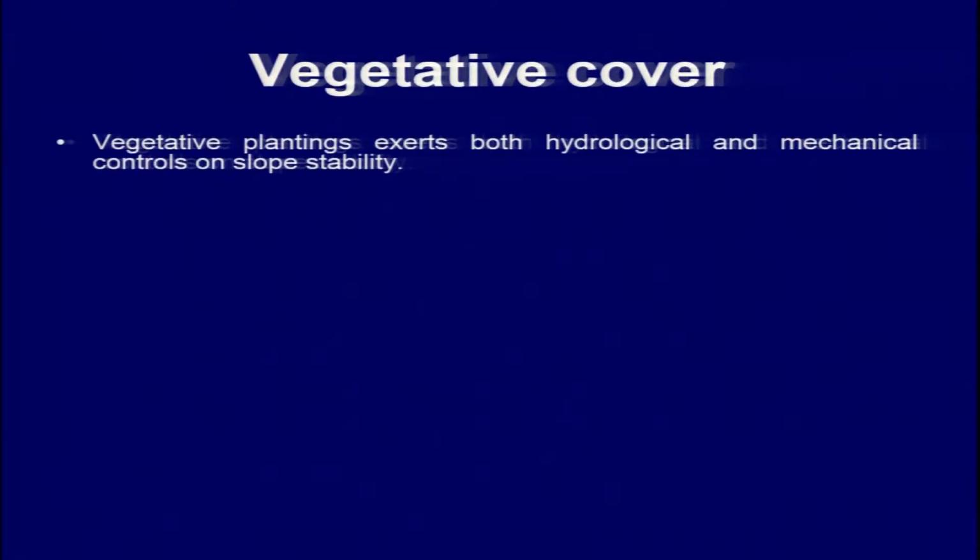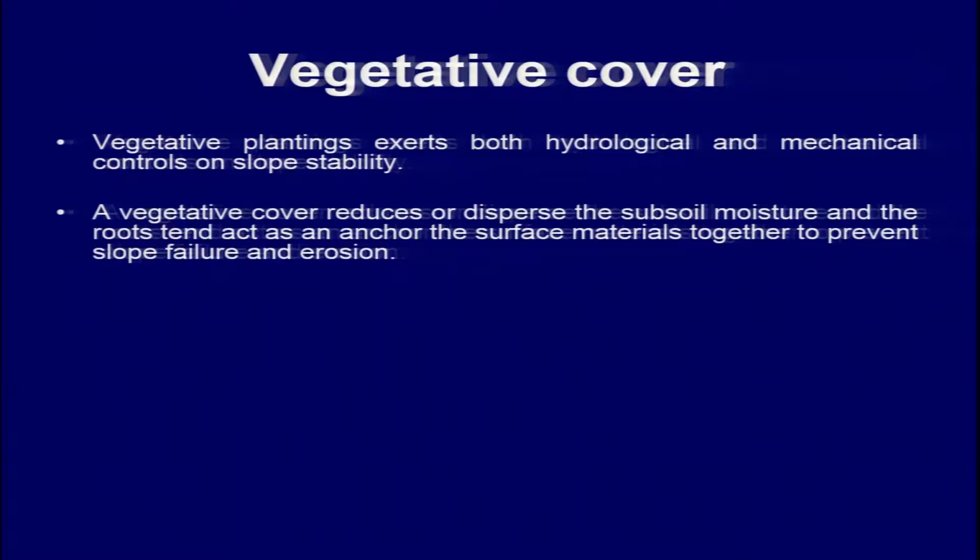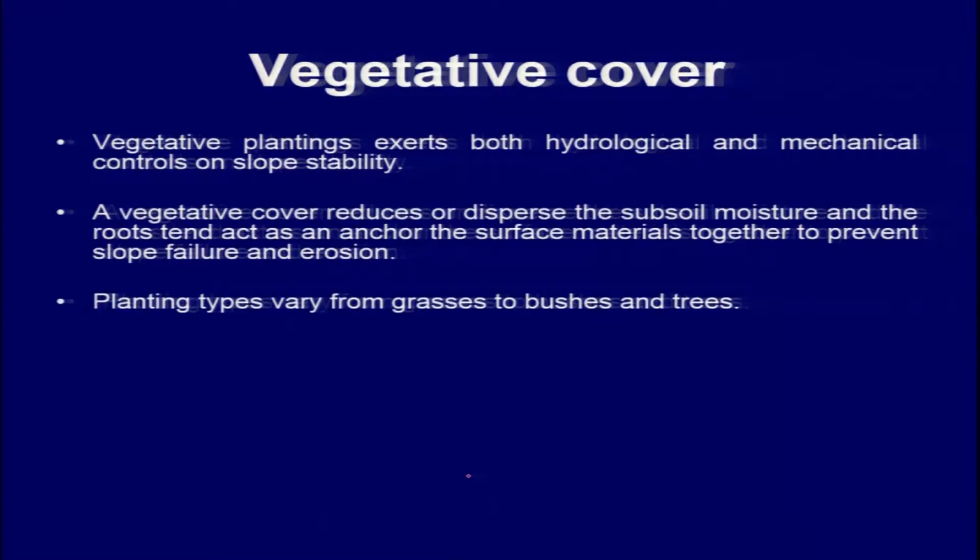Vegetation cover. Now vegetative plantings exert both hydrological and mechanical controls on the slope stability. Vegetation cover reduces the subsurface moisture, and the roots tend to act as an anchor. So this can reduce the chances of landslip and increase the stability.